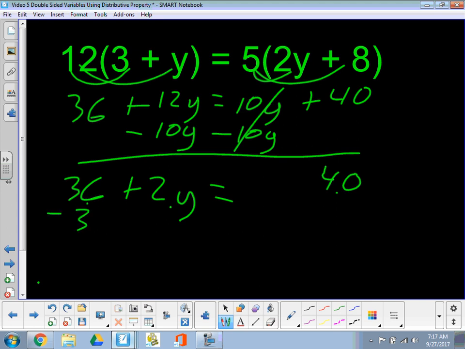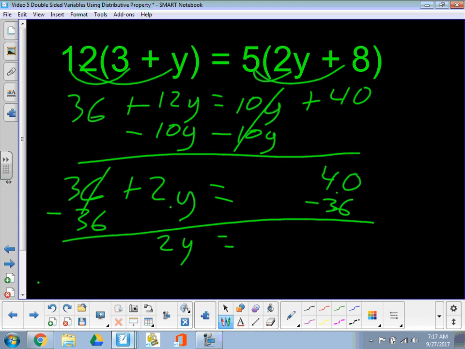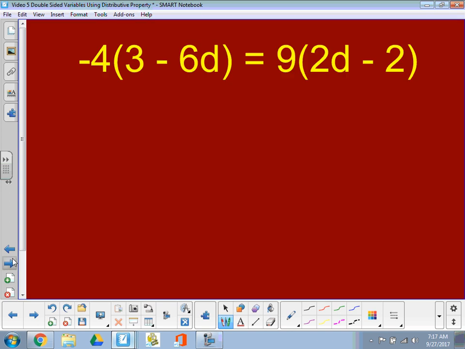I'm going to subtract 36 from both sides to keep it balanced, and I get 2y is equal to 4. Divide each side by 2, y is equal to 2. If you want to go back and substitute in, you could go back and substitute and see if it works. Last question, take a moment, try to work it out.